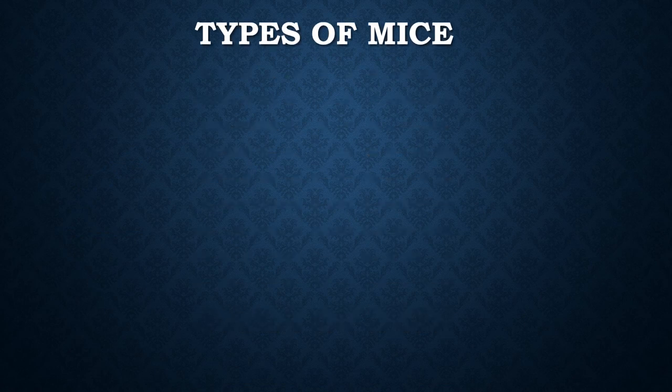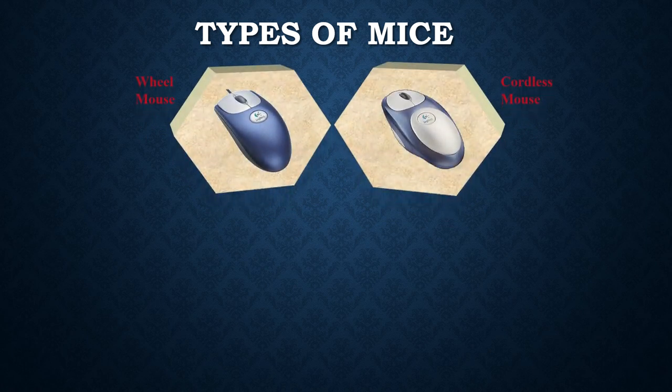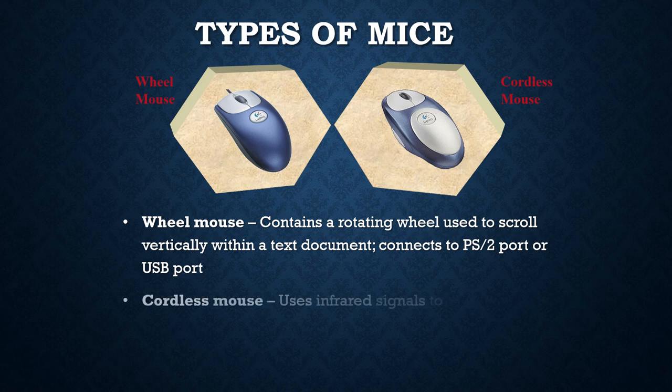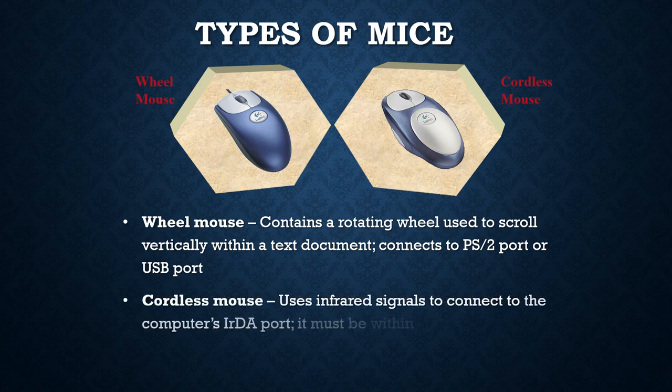Now, let's see the types of mice. There are two types, wheel mouse and cordless mouse. Wheel mouse contains a rotating wheel used to scroll vertically within a text document. It connects to PS2 port or USB port. While cordless mouse uses infrared signals to connect to the computer's IRDA port. It must be within sight of the receiving port.